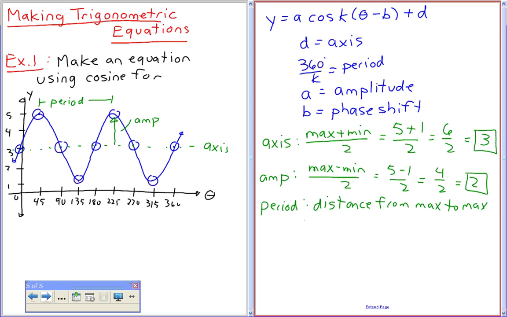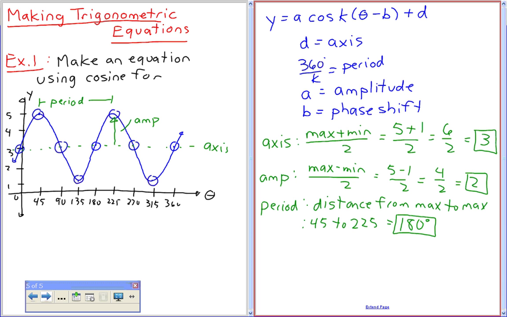So in this case, it's from 45 to 225, which happens to equal 180 degrees. Okay. So please ask if there's a question of that, because the period is the most tricky part of this. Okay, we're good? All right, our last part's going to be the shift.